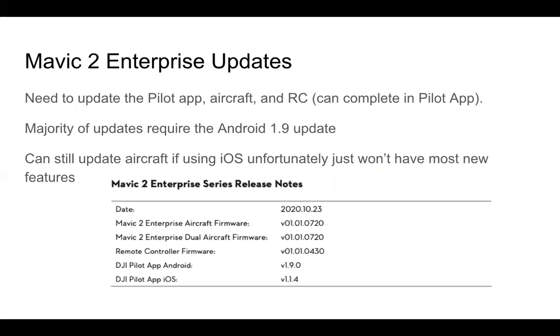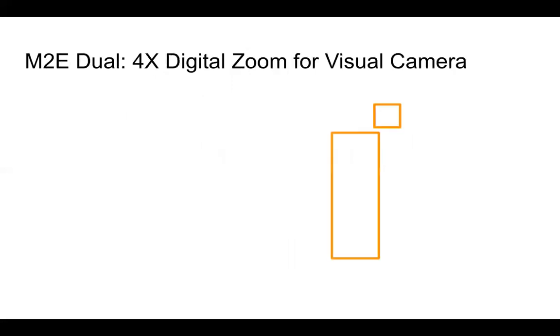The Mavic 2 Enterprise, this has an aircraft update as well. The previous ones I was talking about is just an app update. But for the Mavic 2 Enterprise series, you can see the release notes here on our website. Pilot app, aircraft, and RC. This can all be completed in the Pilot app. If you're connected to the internet, you'll get a prompt there. Majority of the updates and the newer features require the Android Pilot 1.9 update. You can still update the aircraft if you're using Pilot app on iOS, but unfortunately, you just won't have most of the new features in that regard.